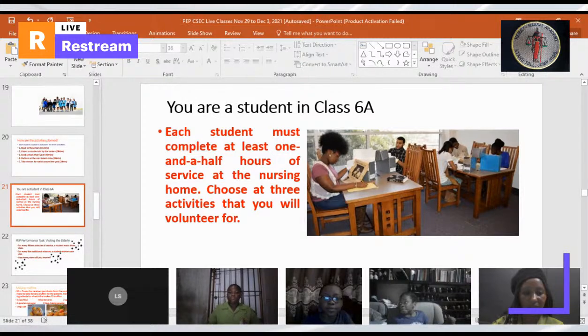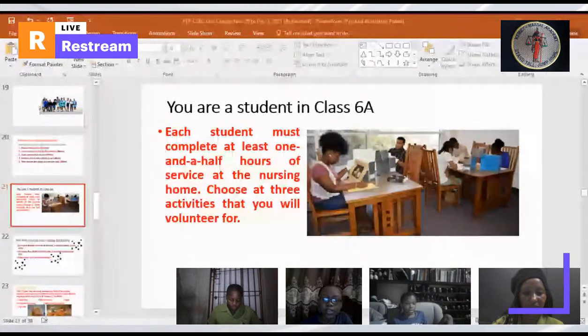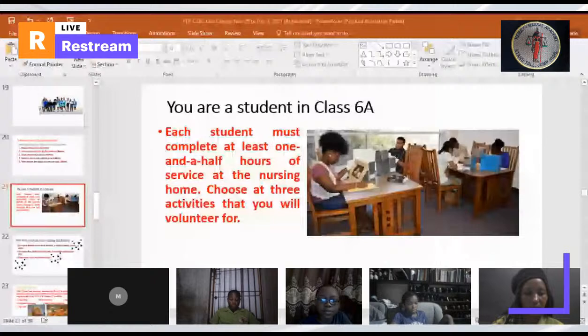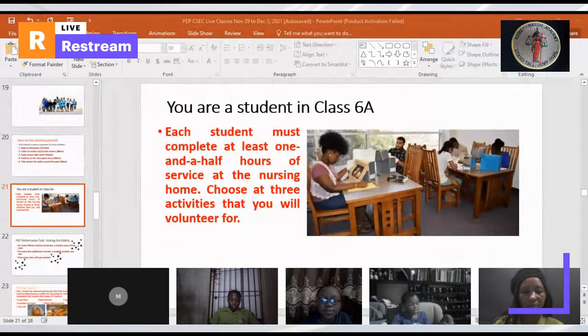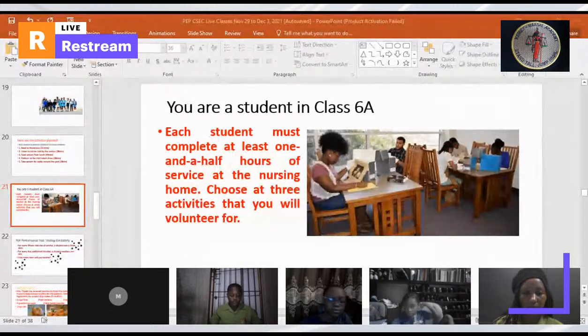You are a student in class 6A. Each student must complete at least 1.5 hours of service at the nursing home. Choose 3 activities that you will volunteer for.